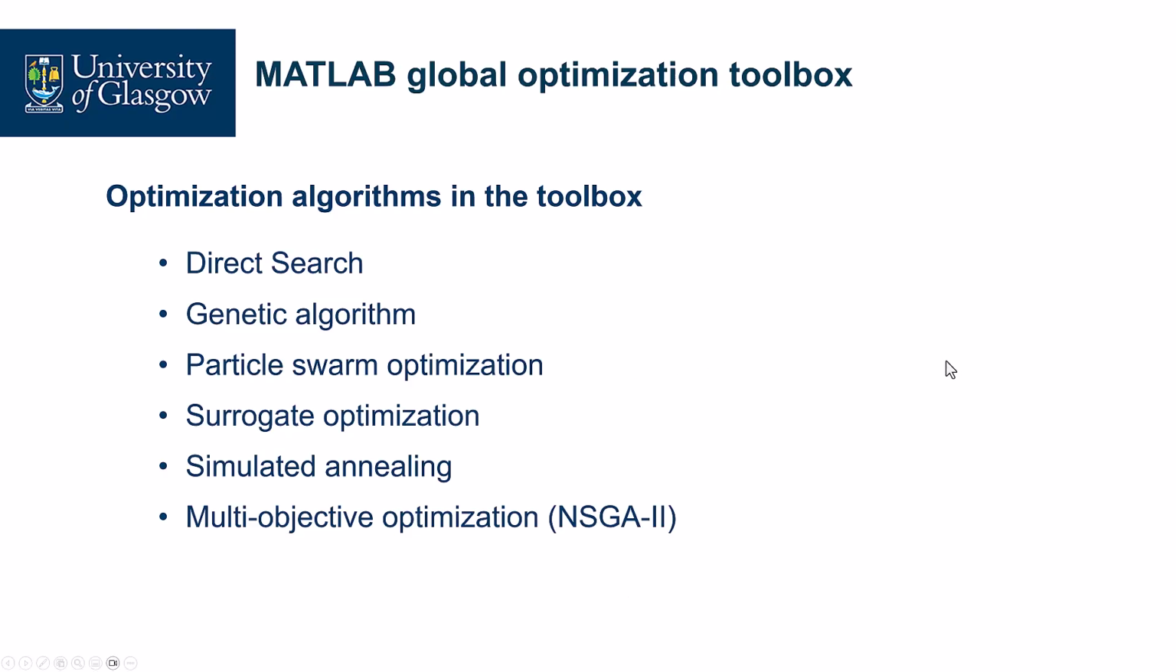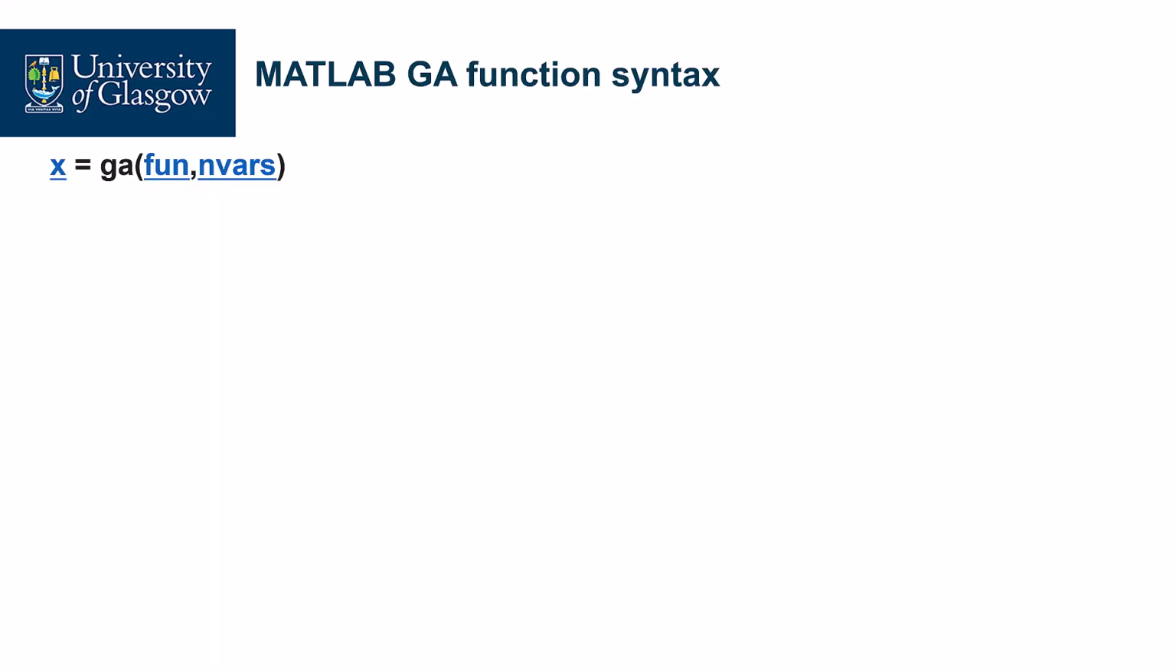Now let's see the GA function. We first see the simplest form: x, the output, equals ga(function, nvars). Let's make a few comments about this function. First, this function carries out minimization, as I've said before. If your function is for maximization, what do you do? You just put a minus sign in front of your objective function, then the maximization becomes minimization.